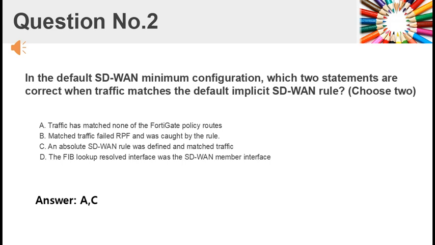In the default SD-WAN minimum configuration, which two statements are correct when traffic matches the default implicit SD-WAN rule? Choose 2. A. Traffic has matched none of the FortiGate policy routes. B. Matched traffic failed RPF and was caught by the rule. C. An absolute SD-WAN rule was defined and matched traffic. D. The FIB lookup resolved interface was the SD-WAN member interface. Answer: A, C.